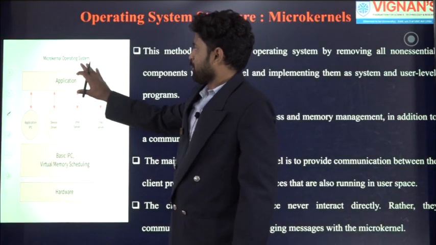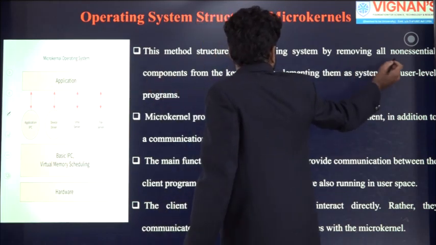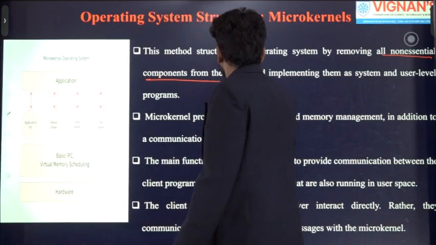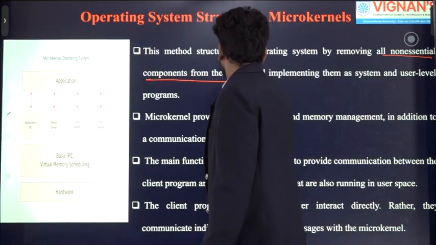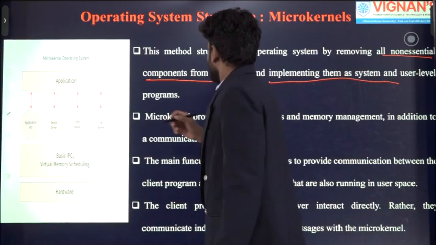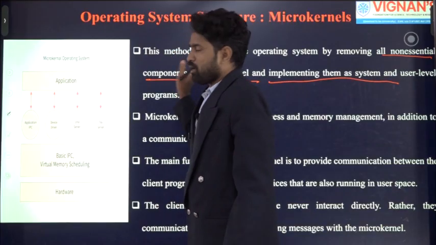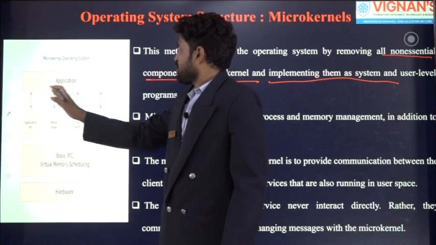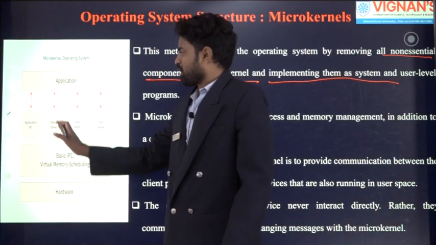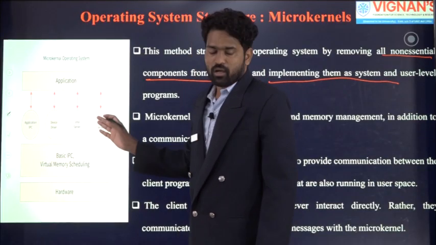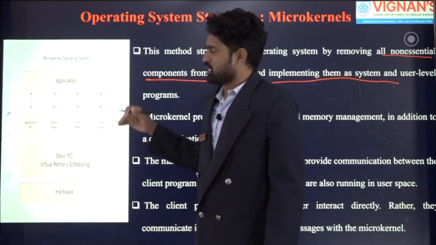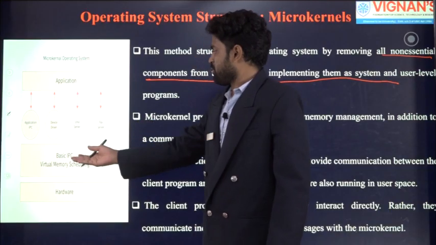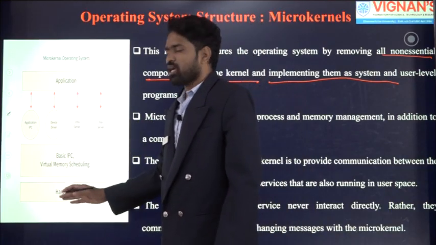In the application, whatever the non-essential things are, we are going to remove all of them from the kernel and implement them as system and user-level programs. So the non-essential things will be removed and go to our application here. The application is divided into application IPC, the drivers that we are going to use, the Unix server, and the file server. After this, we go to the basic IPC and virtual memory. Memory allocation and scheduling are here, and then we interact with the hardware components.